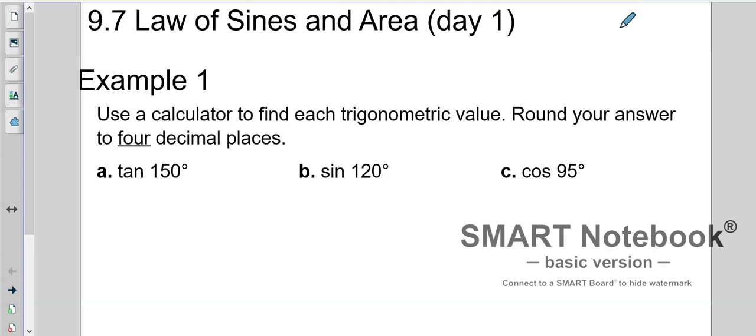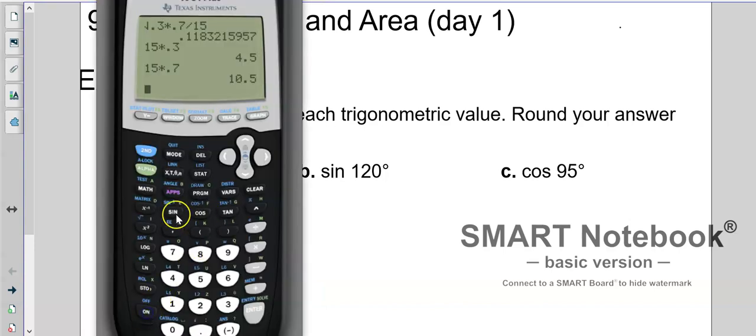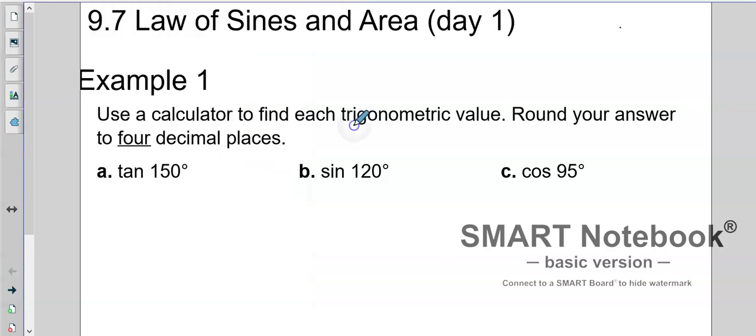First off, we're just going to use a calculator to find the value of these. So I'm just going to do the first one and then write out the answers because you know how to do this. So tangent of 150, you just hit the tangent button, you hit 150, and you hit enter. And it says round to 4 places, so 1, 2, 3, 4. So that 3 there is going to round up because of the 5. All right? So that's going to be negative 0.5.